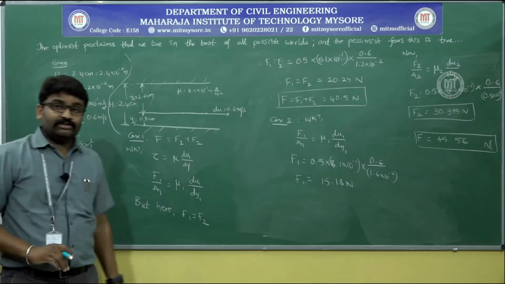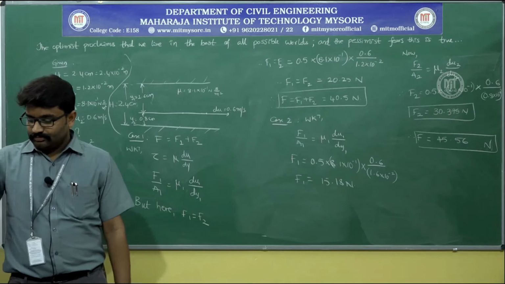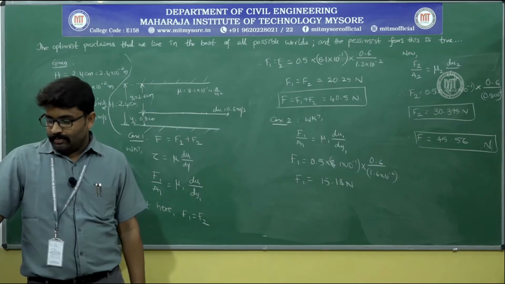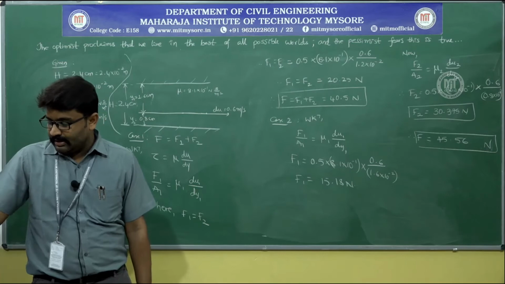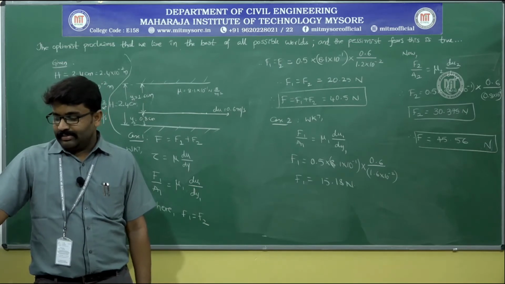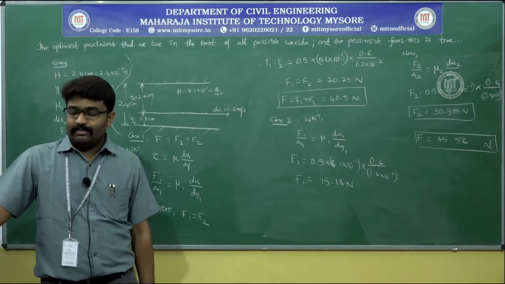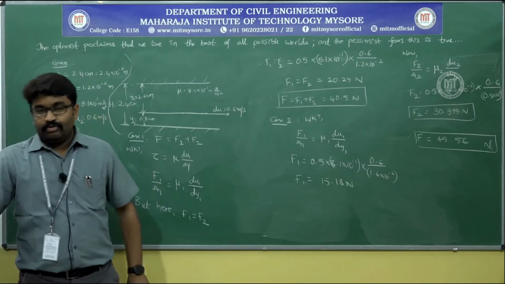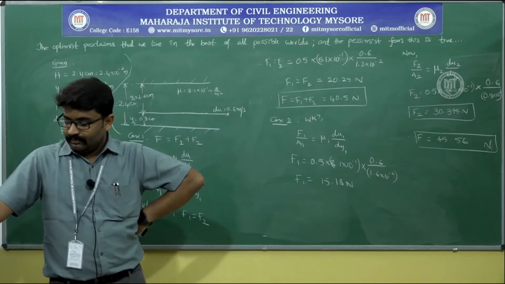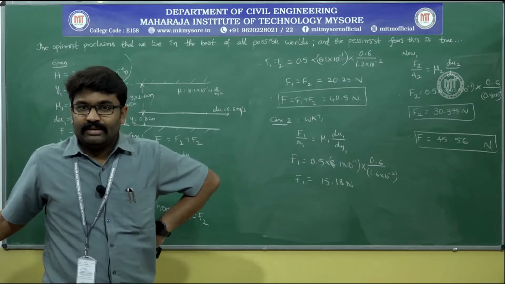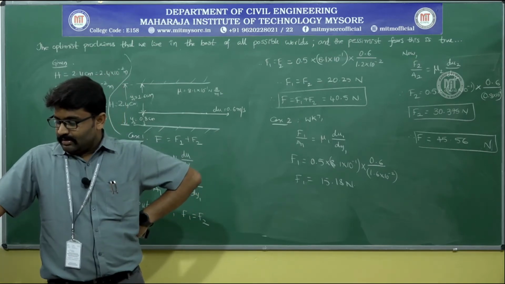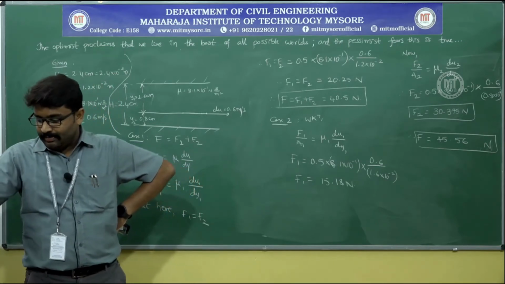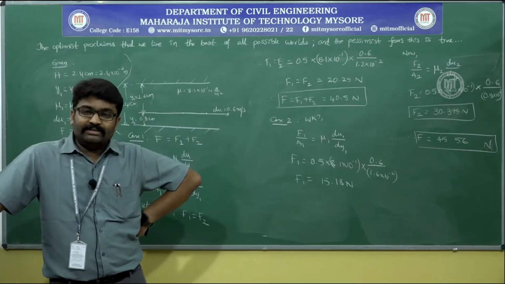An important problem, once it was asked for 12 marks in an exam. A metal plate 1.25 meter by 1.25 meter by 6 millimeter, weighing 20 Newton, is placed midway in the 24 millimeter gap between the two parallel surfaces.